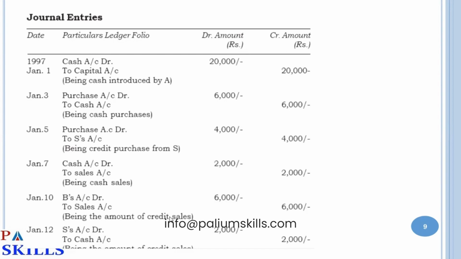So when it is a sales, that means the goods are going out. So debit being the amount of credit sales. Debit the receiver, credit the giver. So who is the receiver? B is the receiver. And debit what comes in, credit what goes out. What is going out? Sales. So sales account is credited, B's account is debited. Understood?